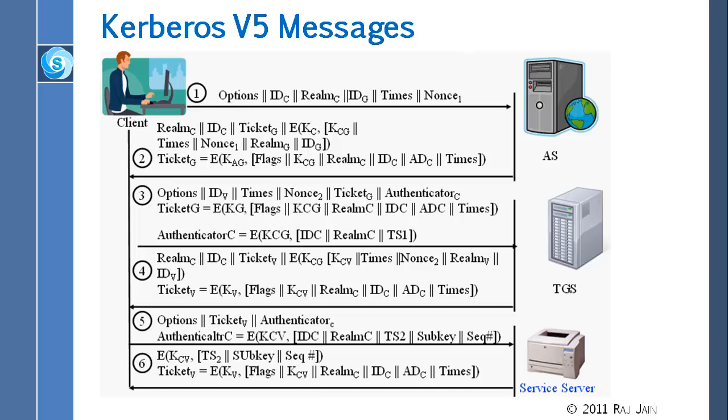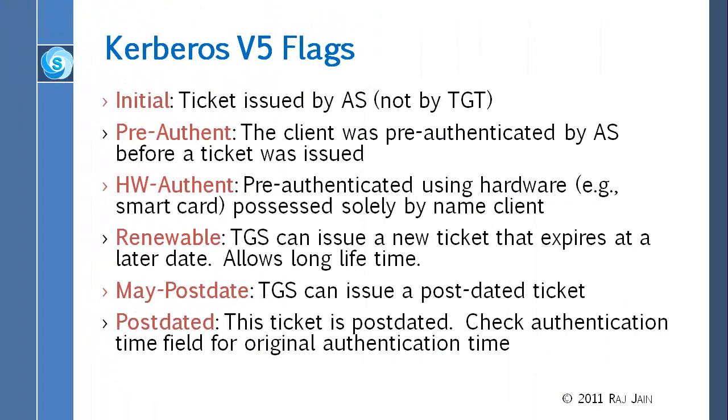We talked about options and flags. In the options, the client tells the server that these are the option flags I want, and those are the flags which are set in the ticket, right? So initial, so this is the ticket issued by AS. Alright, that flag will be set, and that will generally, in the previous description, be only set on the TGT, ticket granting ticket, that is issued by AS.